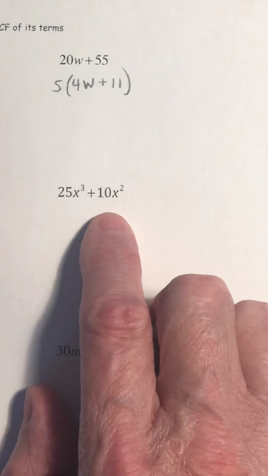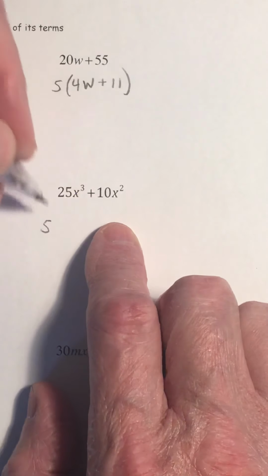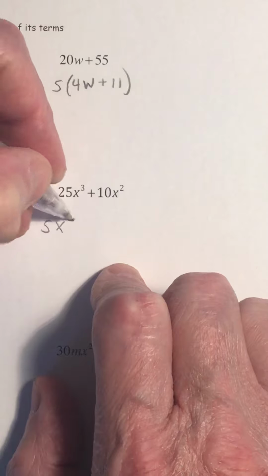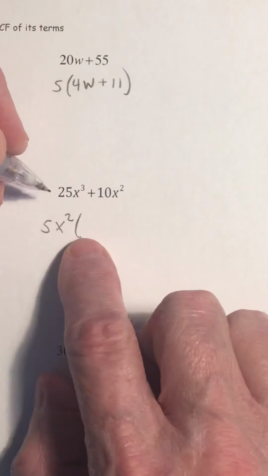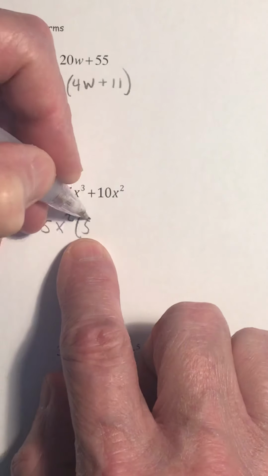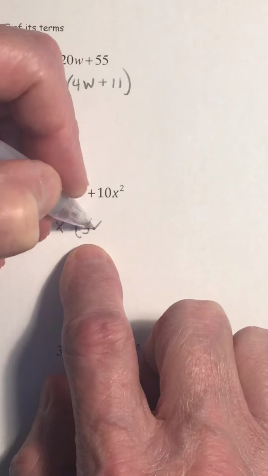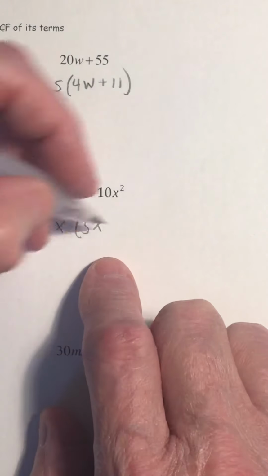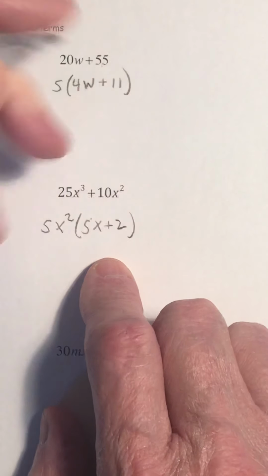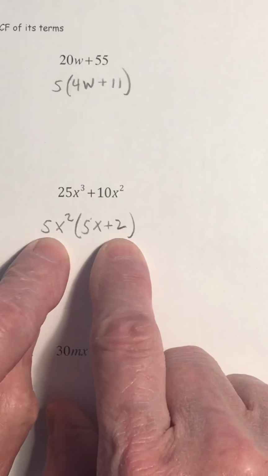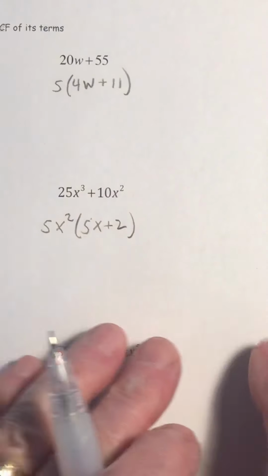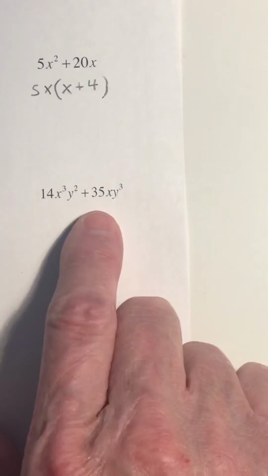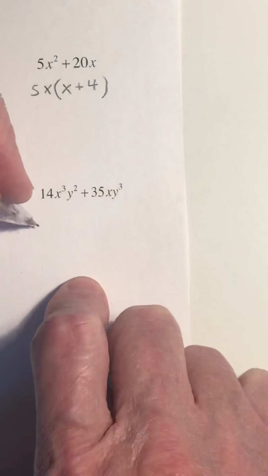For 25 and 10, we get a 5. And for x to the third and x to the second, we can take out an x to the second. And we need a 5 to make the 25 reappear, and we need an x to make it come out x to the third. And then a plus sign and a 2. See, there's the 10x squared. Getting the hang of it? Okay, 14 and 35, 7.